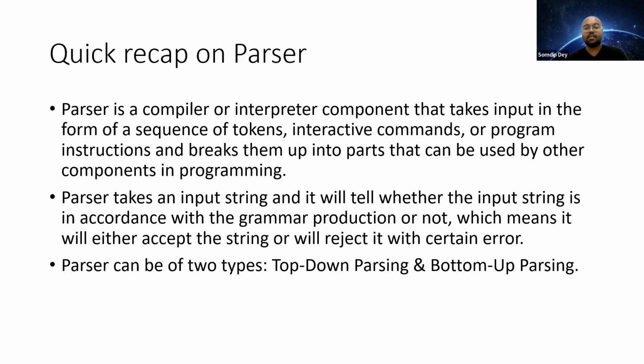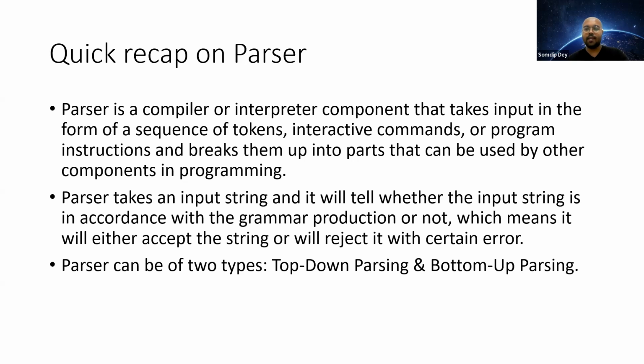So a parser takes an input string and tells whether that input string is in accordance with the grammar production rules or not, which means it will either accept the string or reject it with a certain error. Now, a parser can be of two types. One is top-down parsing and the other is bottom-up parsing. We will be going into details for top-down parsing and bottom-up parsing shortly.